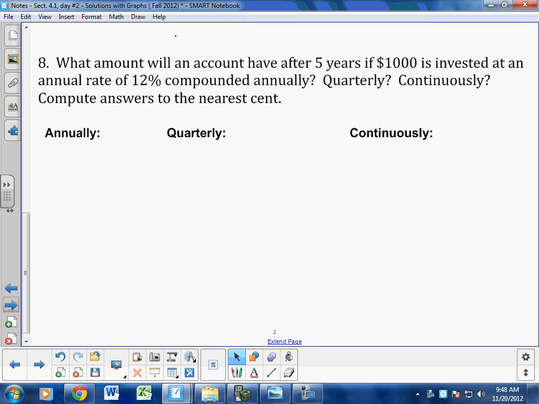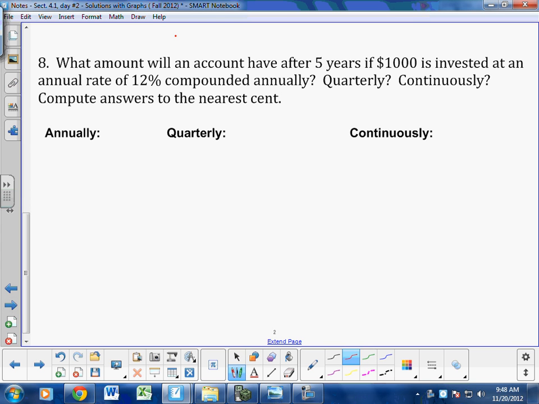And I'm going to tell you, you're going to invest it 3 different ways. You're going to invest it annually, which means once a year you're going to get interest back. Quarterly, 4 times a year, or continuously. Look what happens to these values.